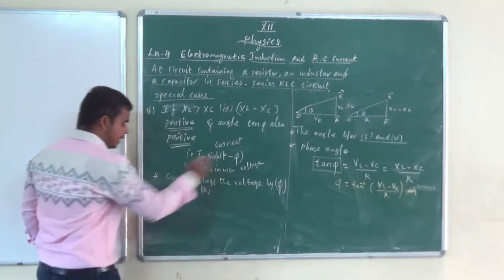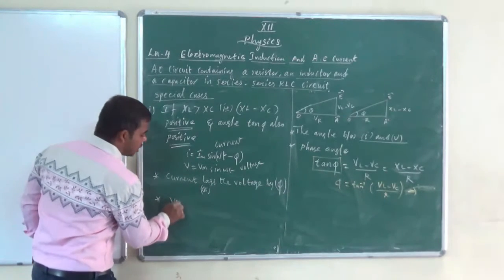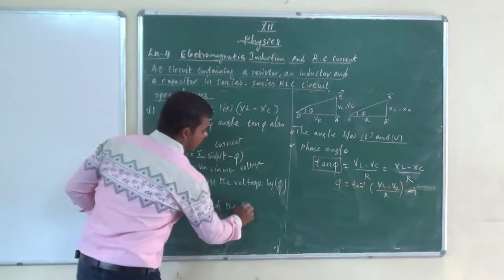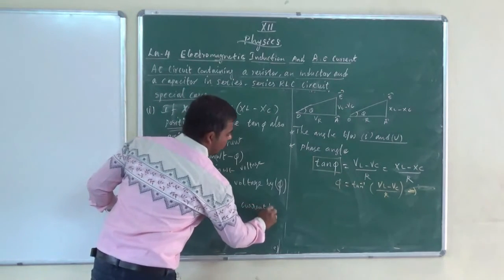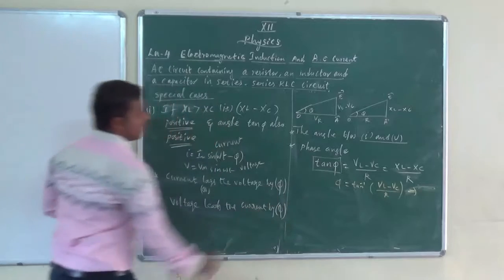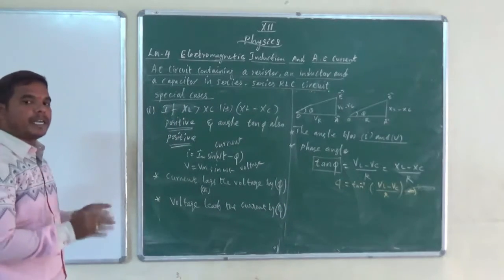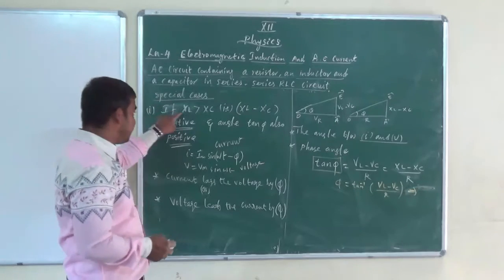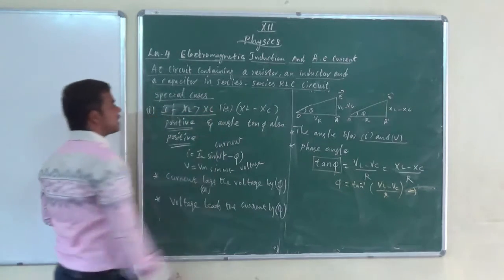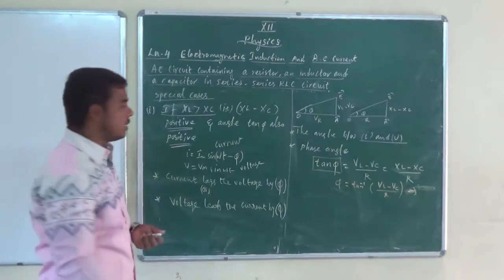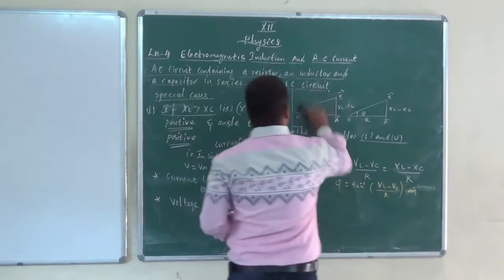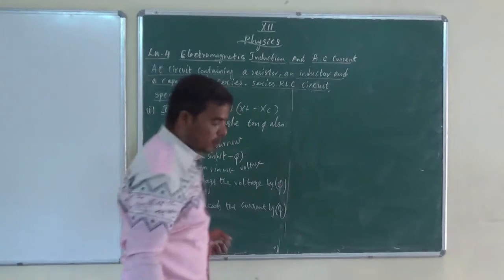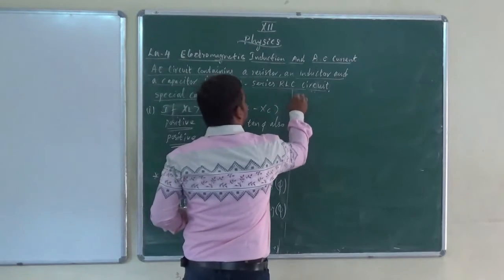Or we can write in other format: voltage leads the current by phi. Got it? Phi here indicates pi by 2, 90 degrees. So current lags the voltage. This is the special case, first, if the condition is XL greater than XC. Next, the second condition. Condition number 2, that means the second one.